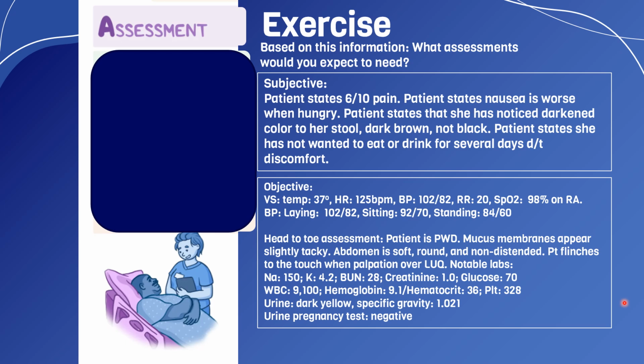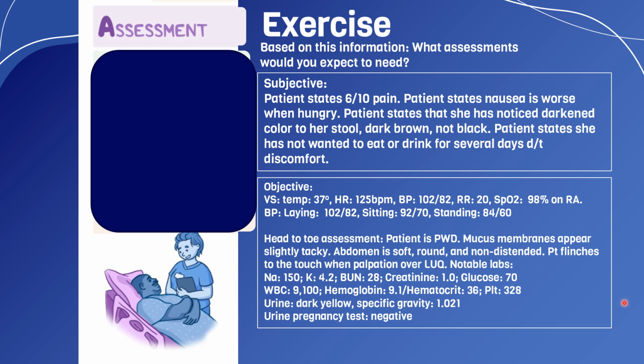So laying down, the patient's blood pressure was 102 over 82, sitting 92 over 70, and standing 84 over 60. Their head-to-toe assessment, your patient is pink, warm, and dry. Mucous membranes appear slightly tacky. The abdomen is soft, round, and non-distended.